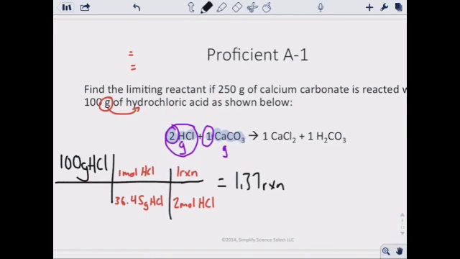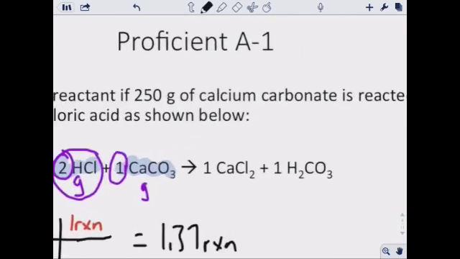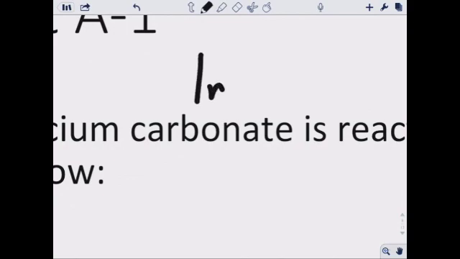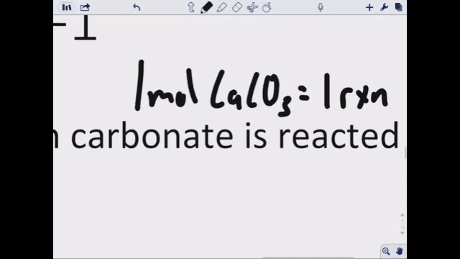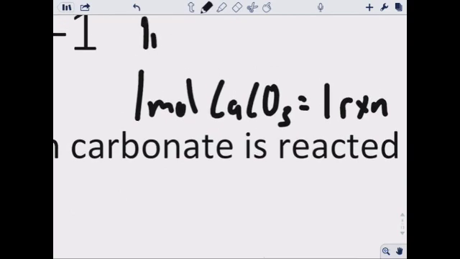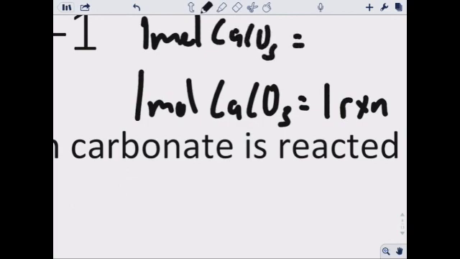So when we look at this, in one reaction you have 1 mole. So we write 1 mole of CaCO3 in one reaction. And then we also need the molar mass of it. The molar mass of calcium carbonate, 1 mole of CaCO3, when we add all of those up, is going to give us right around 100 grams of CaCO3.